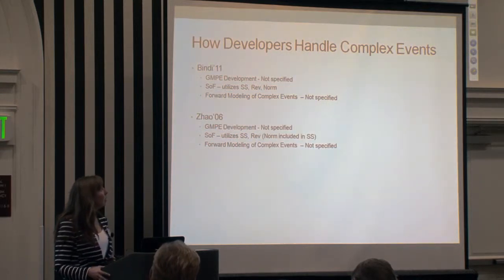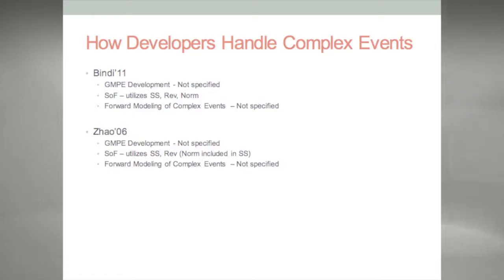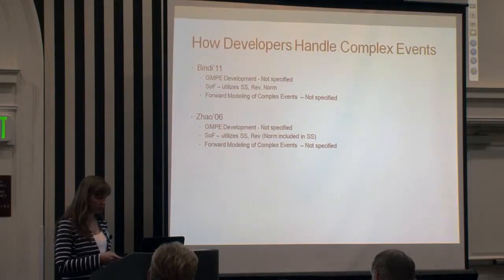For Bindi, it was not specified how it was developed or how to implement in a complex event, but it utilizes strike slip, reverse, and normal. And for Zhao, it uses strike slip and reverse, and the normal is included in strike slip as well.